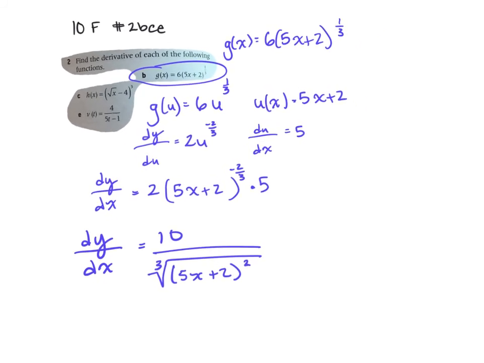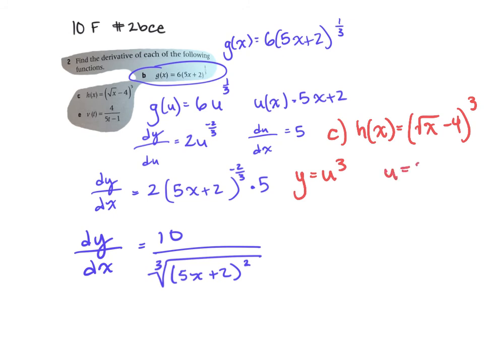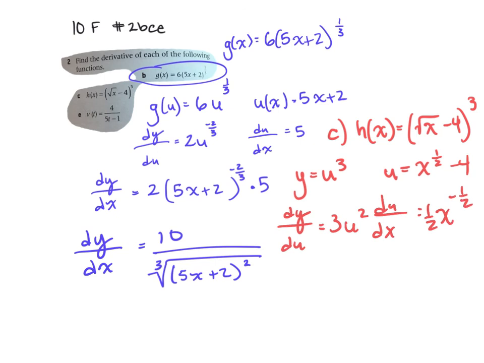Okay. C, I'll do over here, is h of x equals the square root of x minus 4, cubed. I'd rewrite that pretty quickly and say that y equals u cubed and u equals x to the 1/2 minus 4. I'm only doing that because I don't want to deal with the square roots, so I'm going to treat it like a half. dy/du is going to be 3u squared. du/dx is 1/2 x to the negative 1/2, and that 4 will disappear.